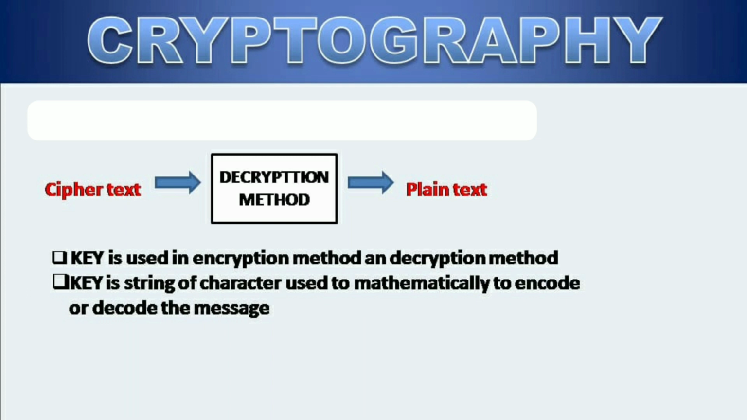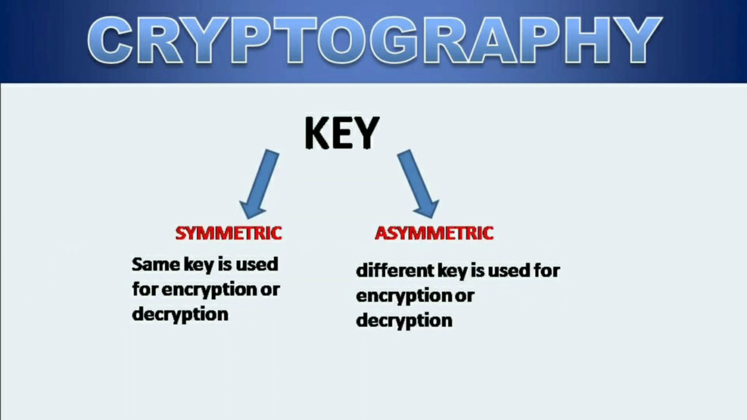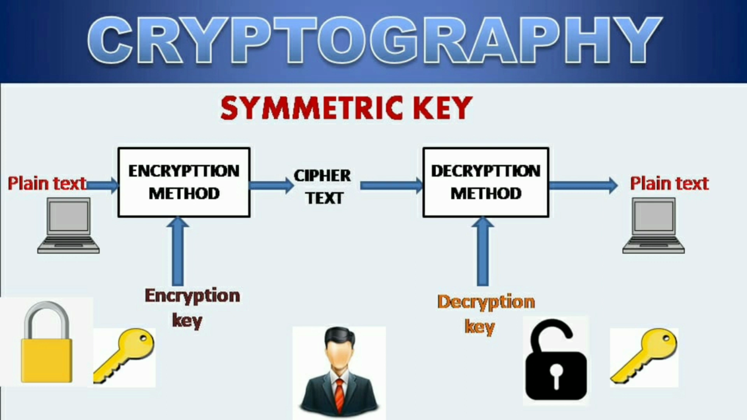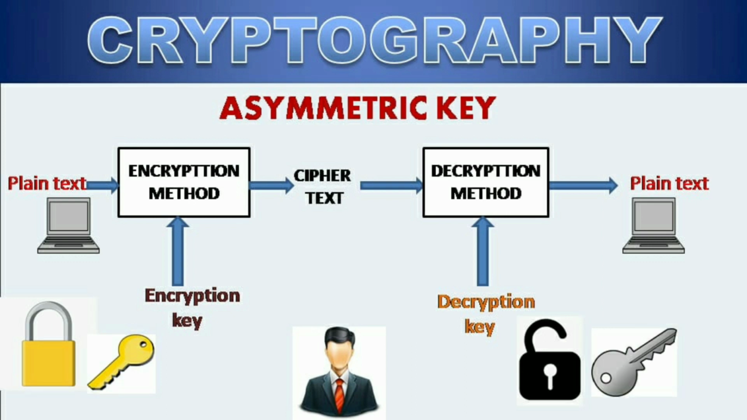There are two types of key: symmetric key and asymmetric key. The same key is used for the encryption and decryption methods in the case of a symmetric key. A different key is used for the encryption and decryption methods in the case of an asymmetric key. If you see the diagram, you can see the same key is used. I am using the same color on both sides, sender side and receiver side, that is encryption and decryption. In the next diagram, you can see two different keys used. Here the two keys are different colors as per the diagram. This is the asymmetric key.